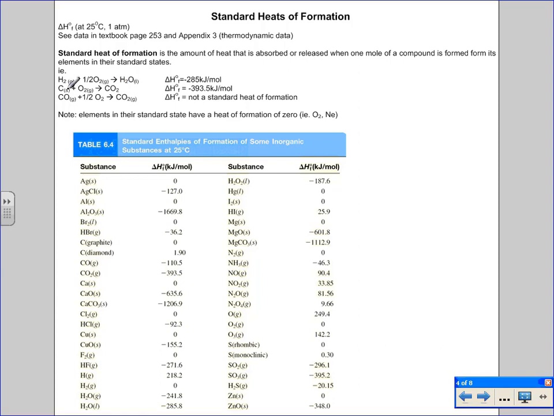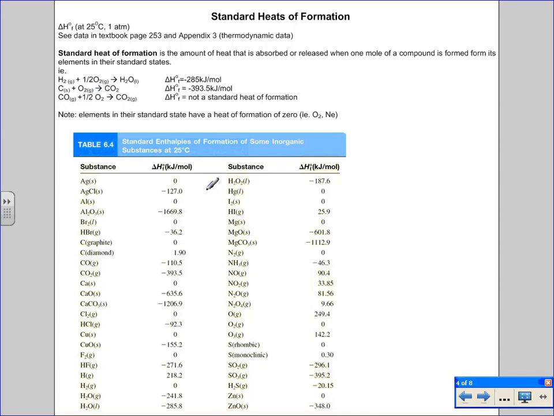It's very specific. The second one is another example of a heat of formation reaction, this time for carbon dioxide. It's formed from carbon and oxygen gas, and it's got a heat of formation. If we look on the chart, that is the value for the heat of formation. This third one, producing carbon dioxide from carbon monoxide and oxygen, is not a standard heat of formation. It doesn't follow the definition. Although we're forming 1 mole of the substance, we're not forming it from its elements in their standard states.